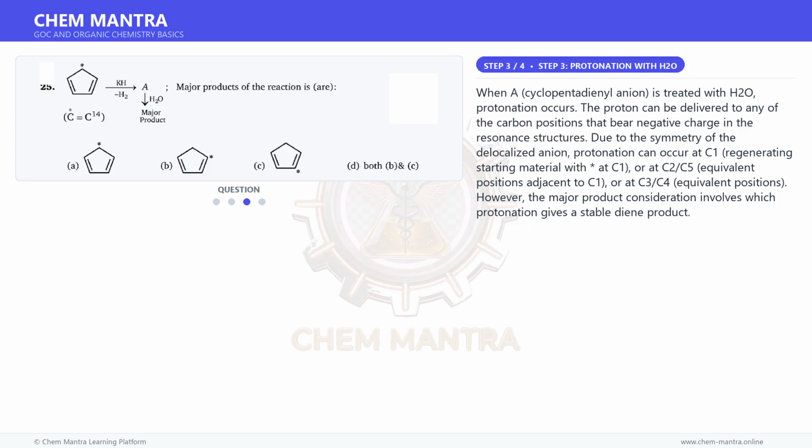Moving on to the next step. When a cyclopentadienyl anion is treated with H2O, protonation occurs. The proton can be delivered to any of the carbon positions that bear negative charge in the resonance structures. Due to the symmetry of the delocalized anion, protonation can occur at C1, regenerating starting material with asterisk at C1, or at C2, C5, equivalent positions adjacent to C1, or at C3, C4, equivalent positions. However, the major product consideration involves which protonation gives a stable diene product.